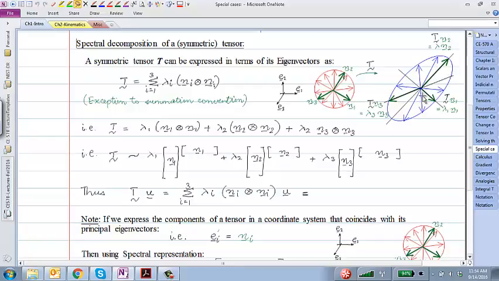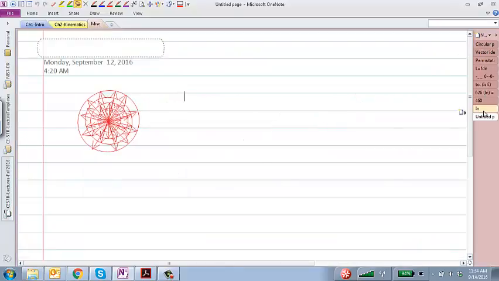So the spectral decomposition theorem says that if I have a tensor T, I can expand it out as lambda 1 times n1 dyad n1, and for the 2 and 3 components as well. And if you write that in indicial notation, you get this, where there are three i's floating around, so we do have to have that sum. And we looked at the example from the last example.